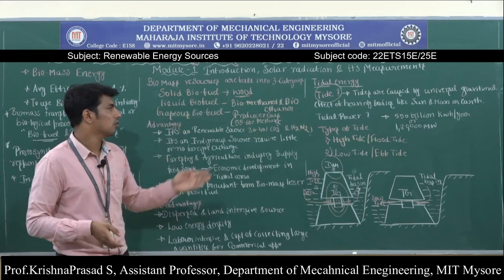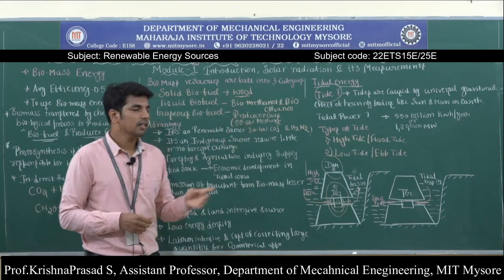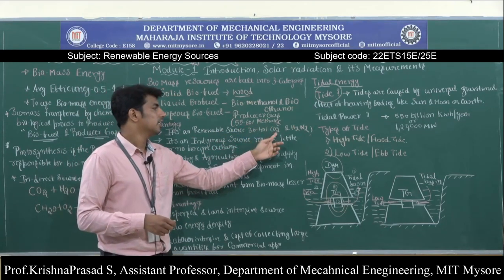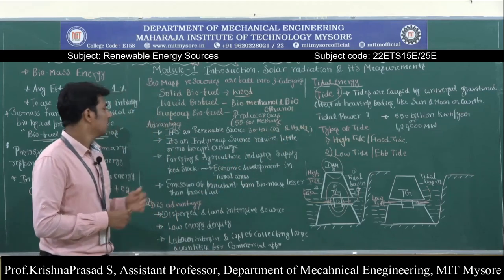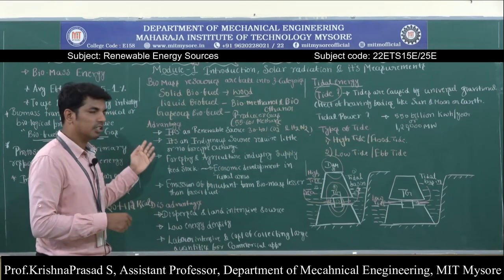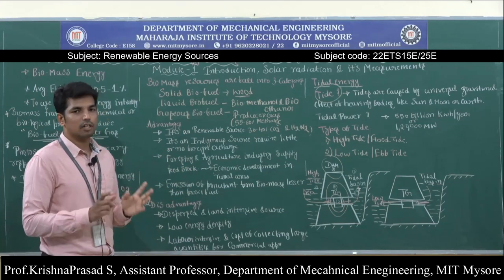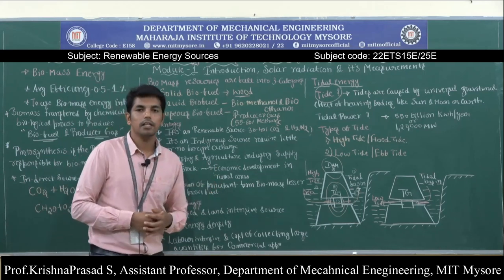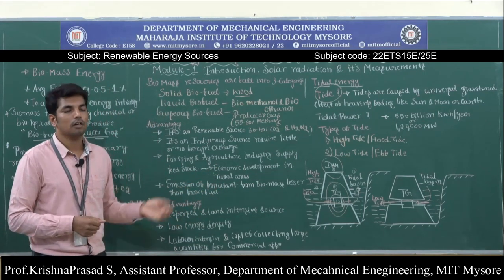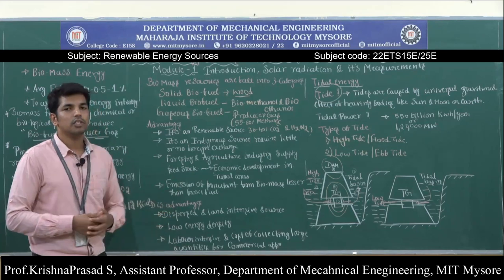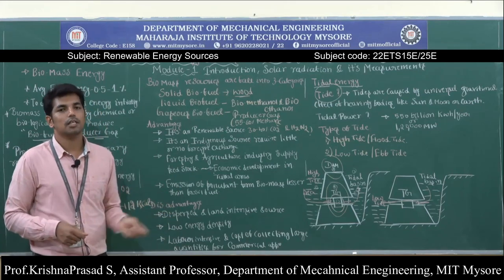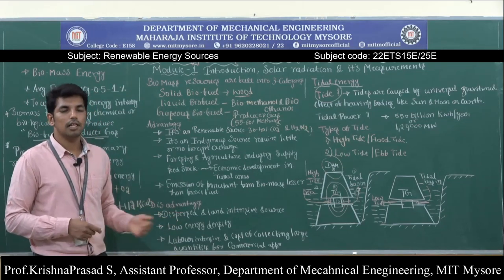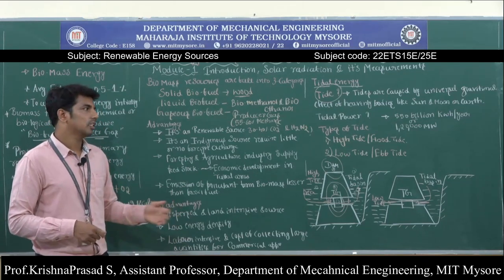Then gaseous biofuels are called producer gas and synthesis gas. It mainly consists of 55 to 60% methane, 30 to 40% carbon dioxide, and hydrogen, nitrogen. Advantages: it is a renewable source and an indigenous source which requires little or no foreign exchange. Forestry and agricultural industry supply the feedstock, and it also brings economic development in rural areas. Emission of pollutants from biomass energy is very much less compared to fossil fuels. Then disadvantages: it is a land intensive process, labor intensive process, and it also has low energy density.